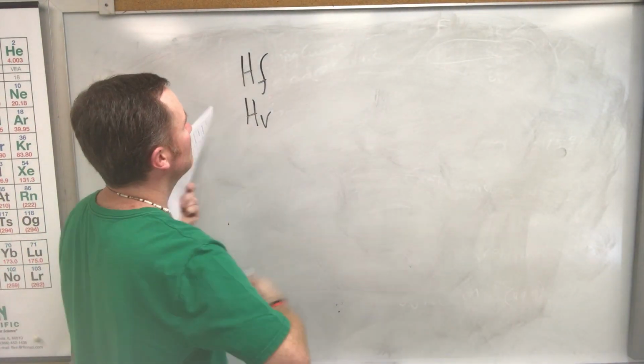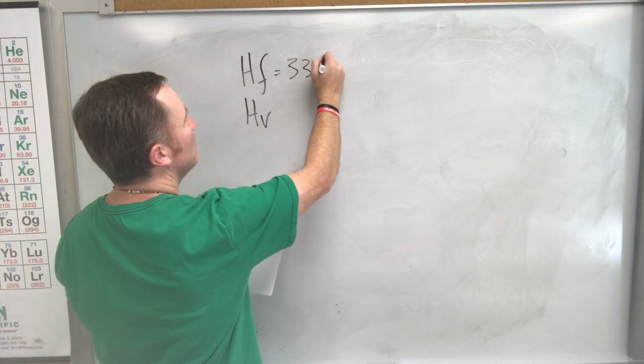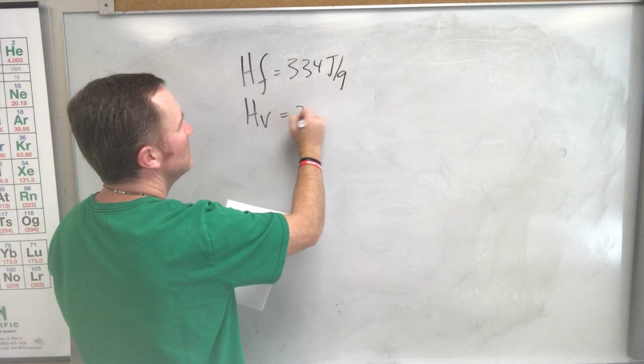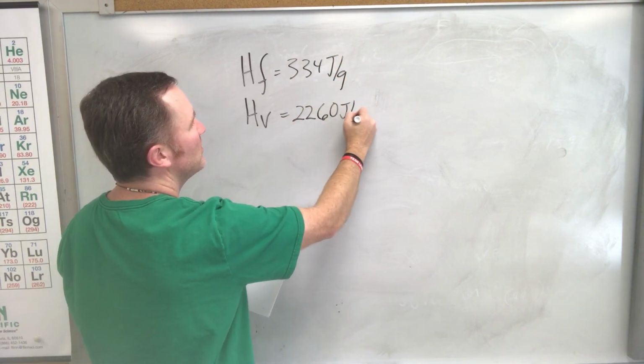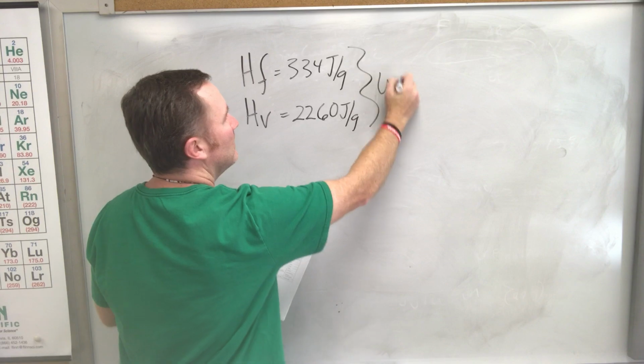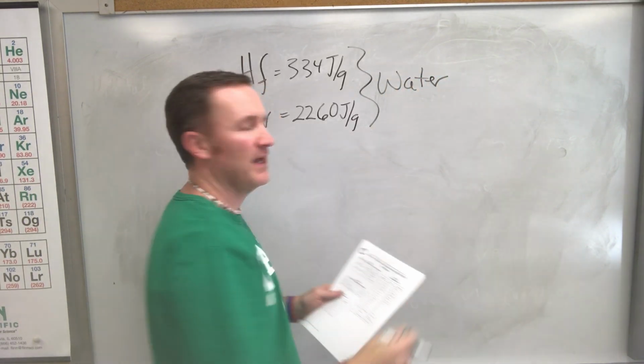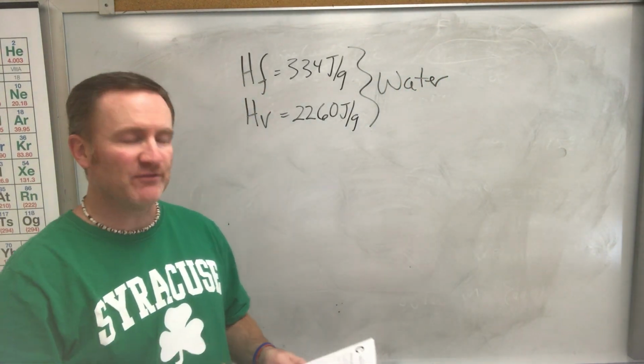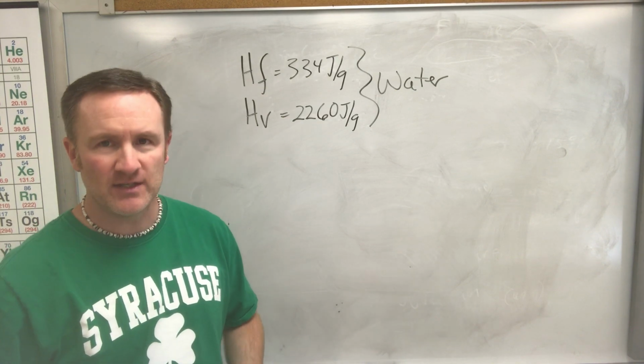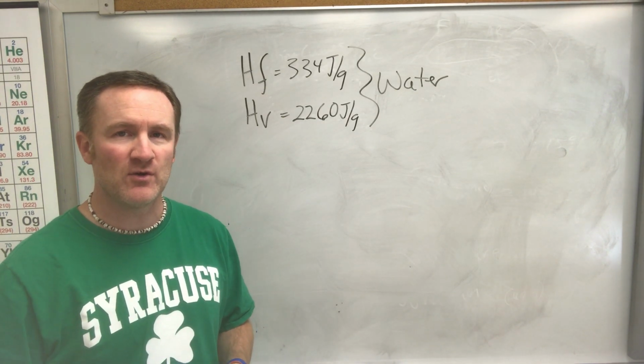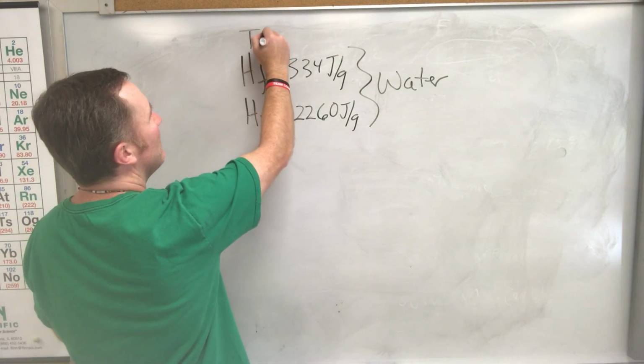And so we'll write those up here as well. 334 joules per gram, 2260 joules per gram. And that's for water. Okay, that only applies to water. It will be different for different substances, just like the specific heat capacity, which is also on Table B. Again, these are Table B values.